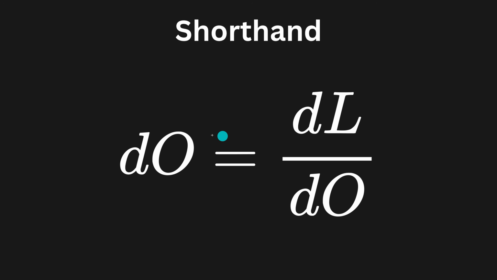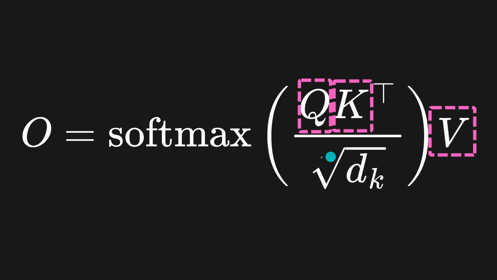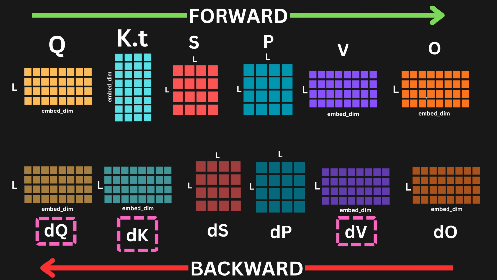And this is just a little bit of shorthand. When I say the derivative with respect to the output, that's really the derivative with respect to the loss. So dL/dO, derivative of loss with respect to the output, is essentially the upstream gradient to this operation. Remember, Q, K, V went into creating O, so we need the derivative of the loss with respect to Q, derivative of loss with respect to K, and derivative of loss with respect to V. And so essentially this is what it looks like.